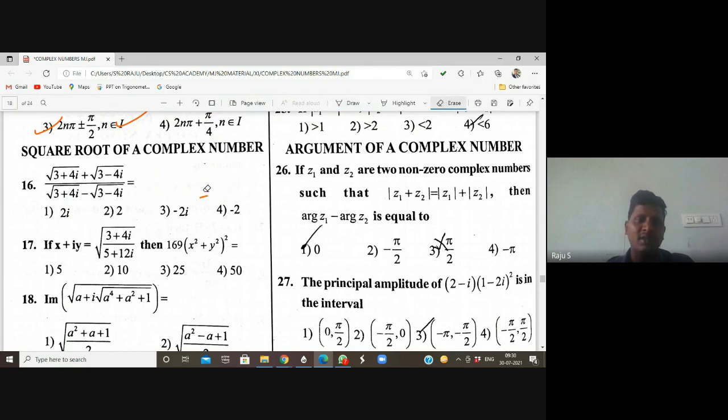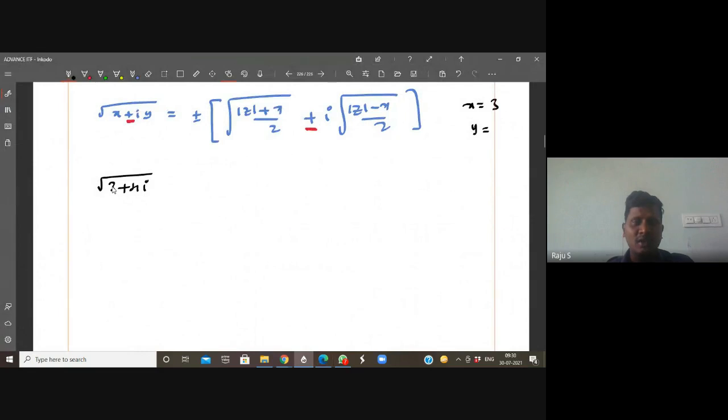In case they give it equal to some value and ask to simplify, that time we can do it. It is not required to find root over 3 plus 4i and root over 3 minus 4i separately and then substitute the values here. Anyone can say what is root over 3 plus 4 iota plus or minus root over 3 minus 4 iota?